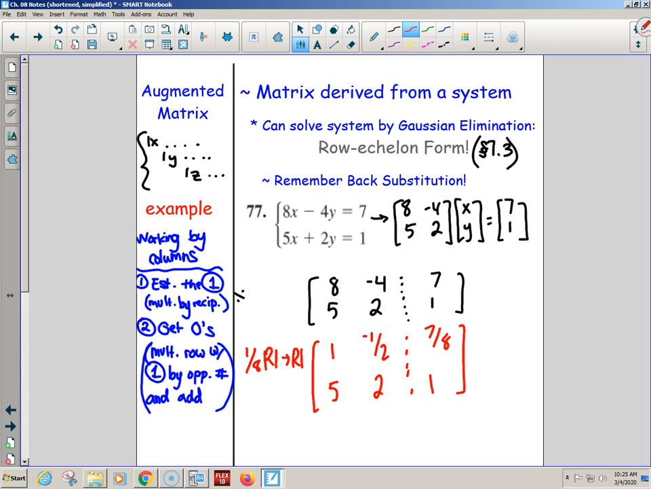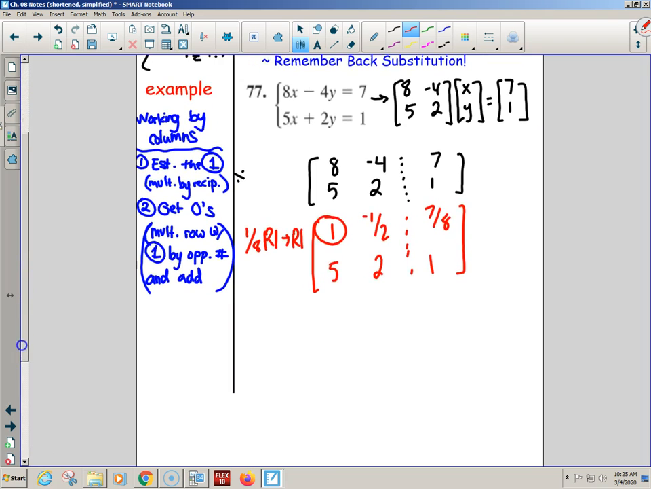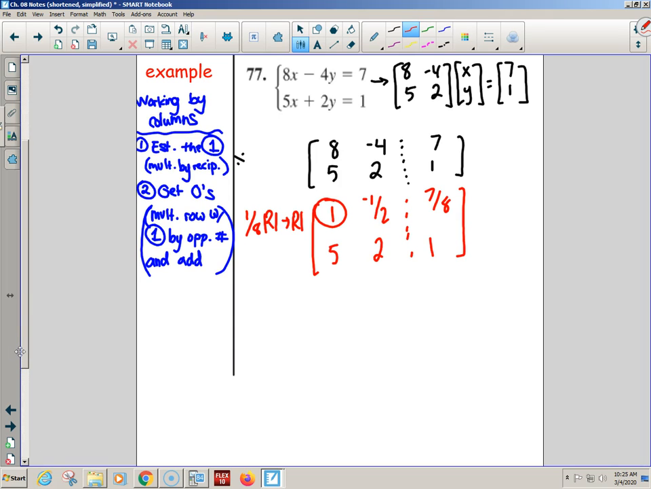So how do I get a 0? Well, first I got the 1. Check it. I have it. Good. Now I need to get zeros everywhere below. And so the zeros below, I'm going to multiply the guy with the 1, which is row 1.